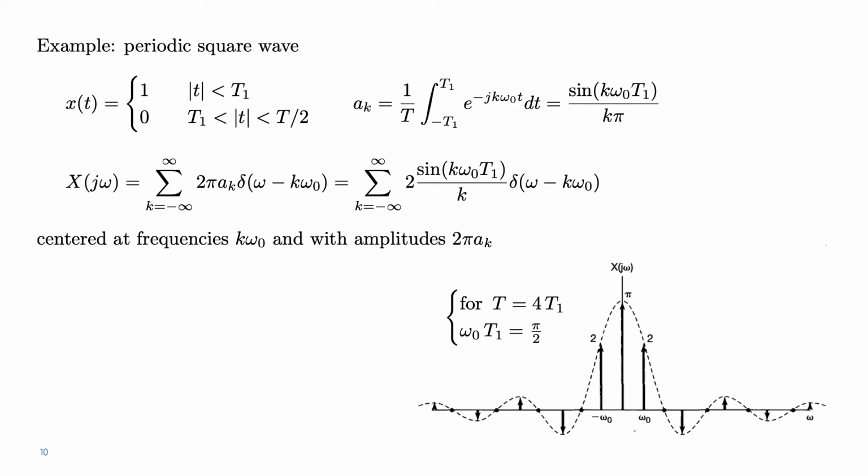We have a figure at the bottom right of this slide that shows the trend of these impulses. Their envelope follows a sinc function because the coefficients ak of the Fourier series have a sinc behavior. It's the sine of k multiplied by something divided by k multiplied by something, right? And they are centered at frequencies 0, omega 0, 2 omega 0, 3 omega 0, etc., minus omega 0, minus 2 omega 0, and so on and so forth.